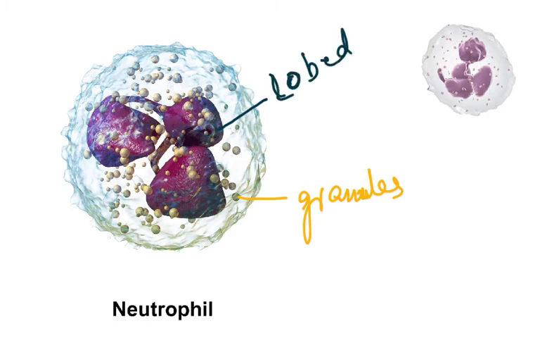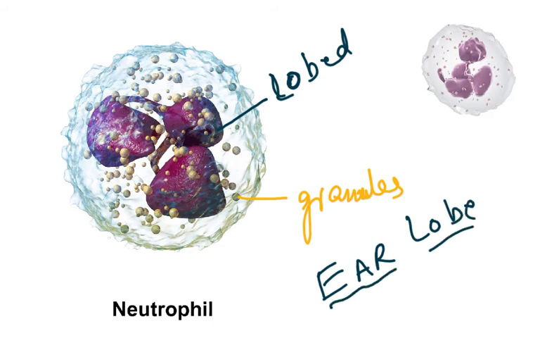Of this word lobed, you've got to understand there's an ear lobe. So it has a lobed nucleus. Then of course the outer one would be the cell membrane. And it has cytoplasm in it.